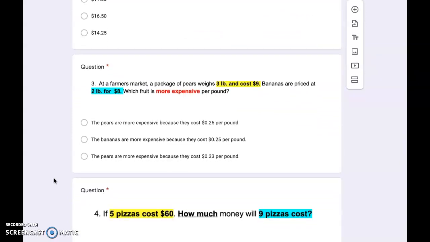Number 3. At a farmer's market, a package of pears weighs 3 pounds and costs $9. Bananas are priced at 2 pounds for $8. Which fruit is more expensive per pound? Remember, you are setting up your equivalent rates as money over pounds. Your choices are the pears are more expensive because they cost 25 cents per pound. The bananas are more expensive because they cost 25 cents per pound. Or the pears are more expensive because they cost 33 cents per pound.